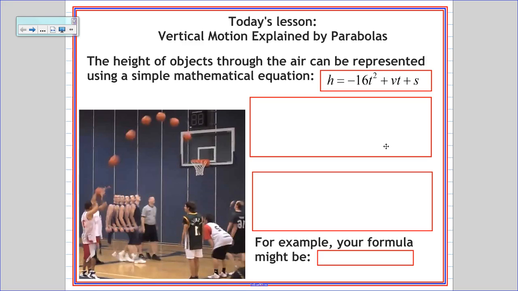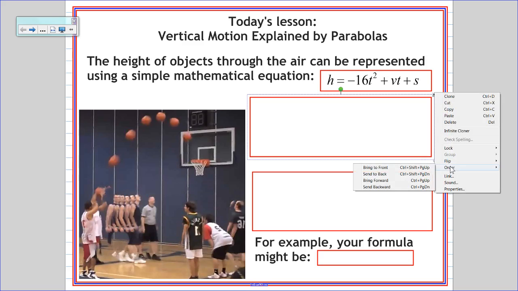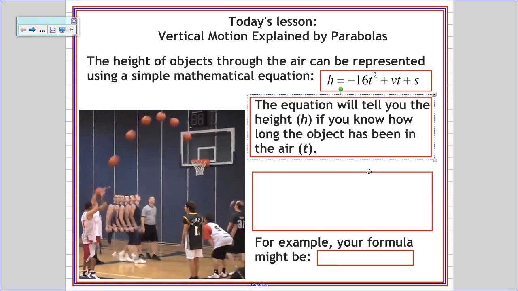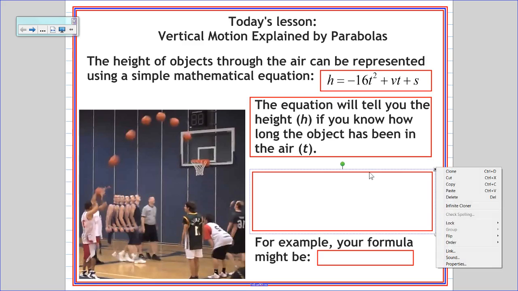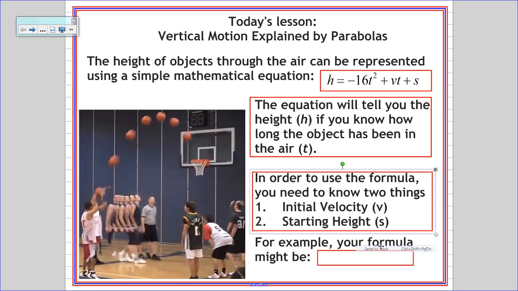So this equation's job, so to speak, is to tell you the height of something if you know how long that object has been in the air. Now, there are lots of factors that affect this. If I throw something in the air, how hard did I throw it? Where did it start from? Did it start from the bottom of the Grand Canyon or on top of a skyscraper, or where? That's why the formula has the v and the s in it.